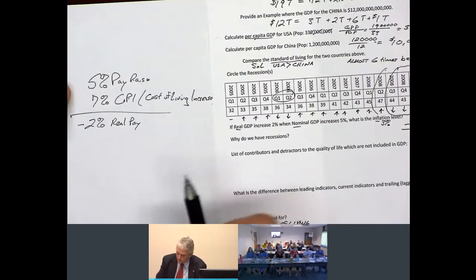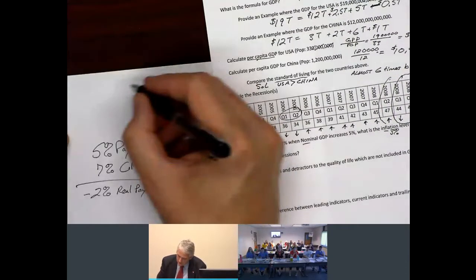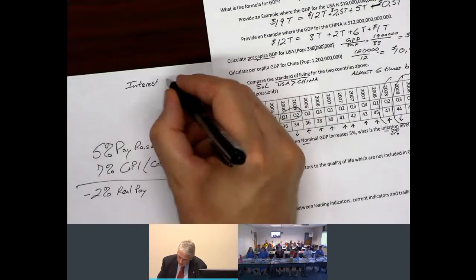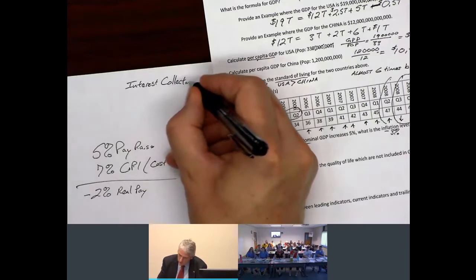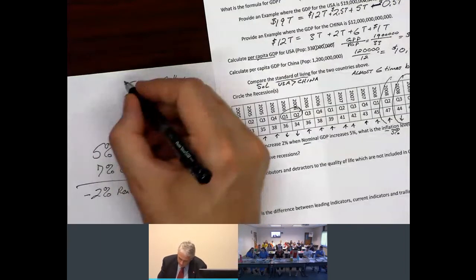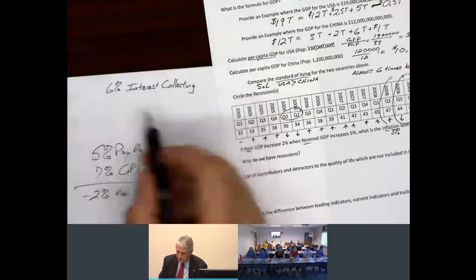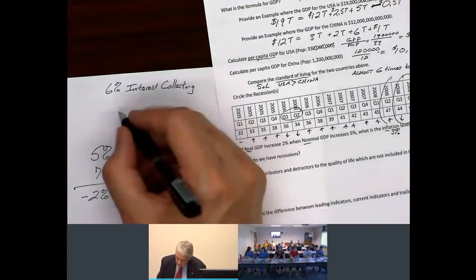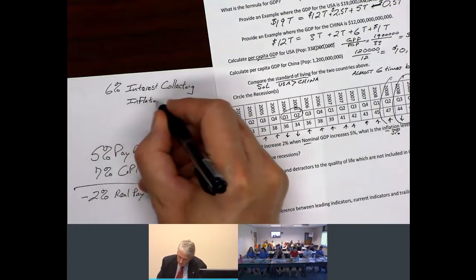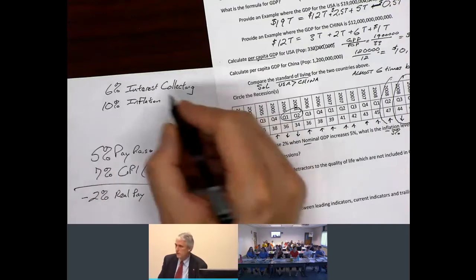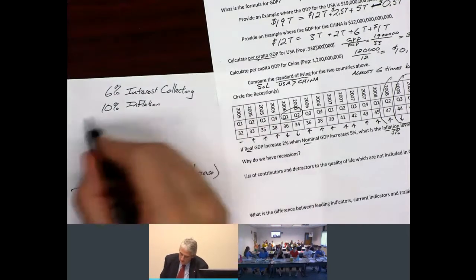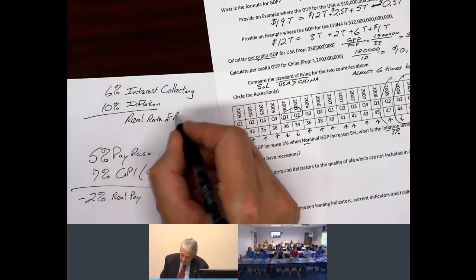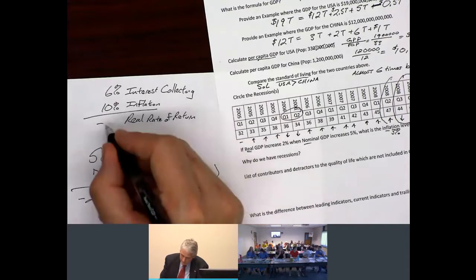All right, a couple other examples. Let's say that we had interest collecting. You loan out some money at 6%, and so you're collecting interest at 6%. But inflation is 10%. So what's your real rate of return? Negative 4%. Yeah, negative 4%.